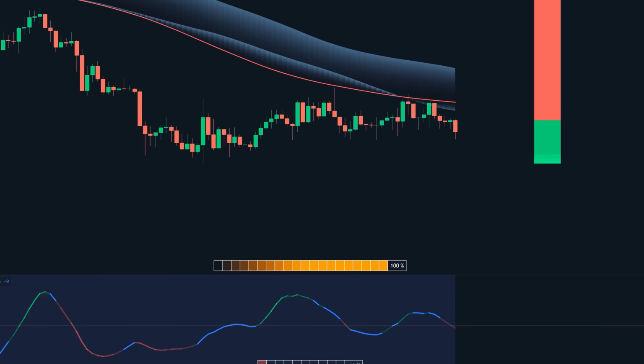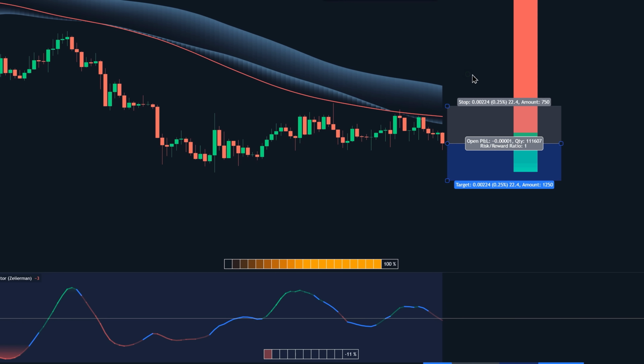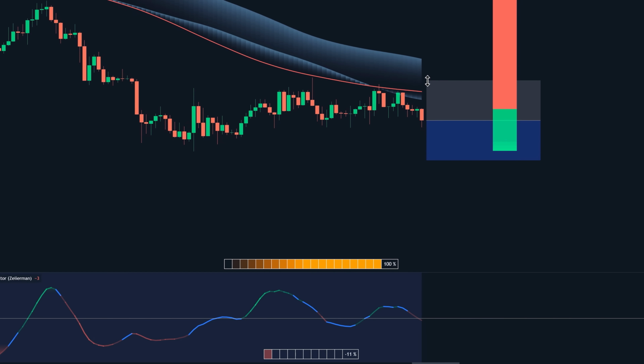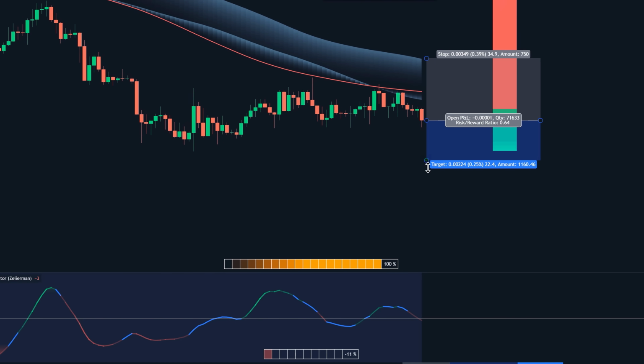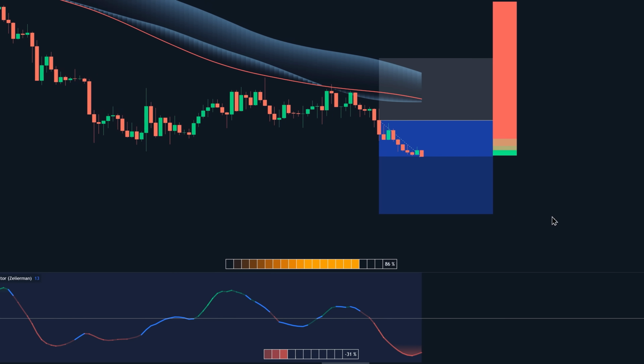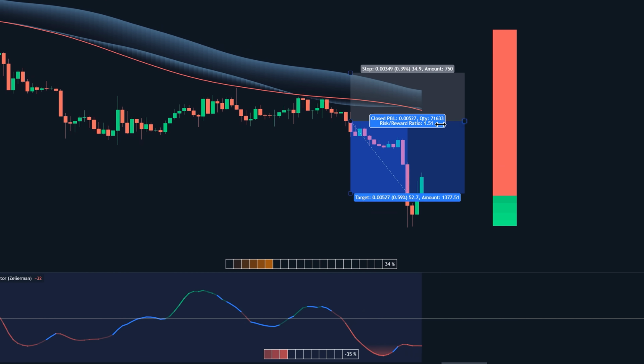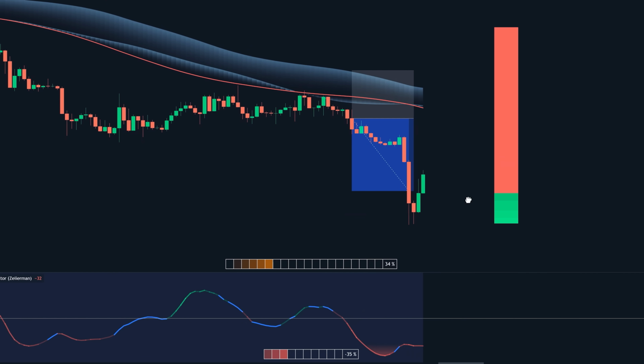We take a short position here, put the stop loss leveled with the red trend ribbon, targeting a 1 to 1.5 risk-reward ratio, letting the trade run, and as you can see, the trade was profitable.